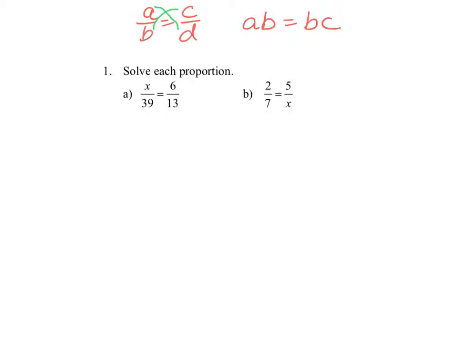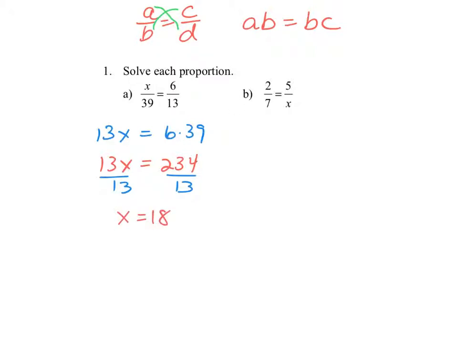Since we have x divided by 39 equals 6 divided by 13, we can cross-multiply to get 13 times x is equal to 6 times 39, or 13x is equal to 234. By dividing both sides by 13, we see that x is equal to 18. And as always, when you're solving equations, you want to check your answers by plugging your value back into the original equation for x to get 18 over 39 is equal to 6 over 13. And these two are equivalent fractions, so our answer is x equals 18.